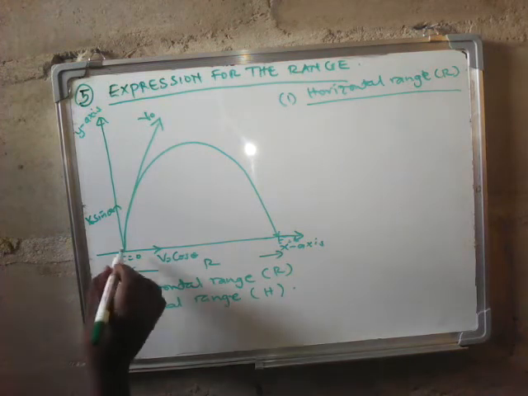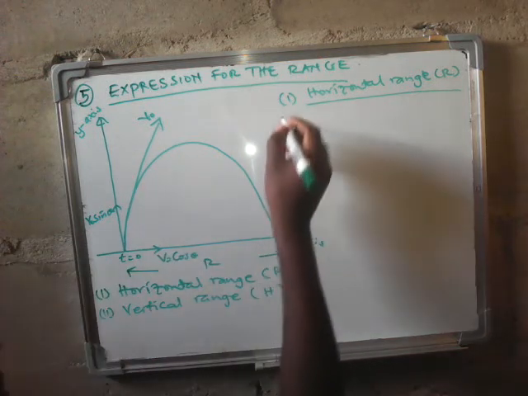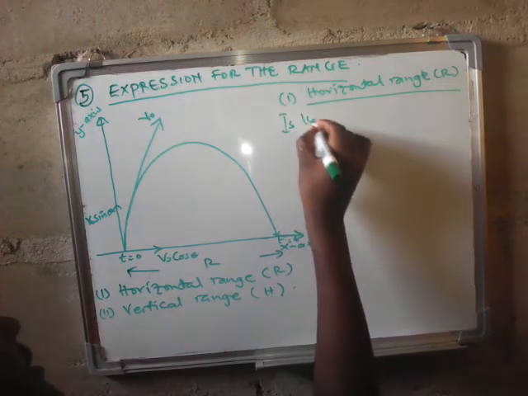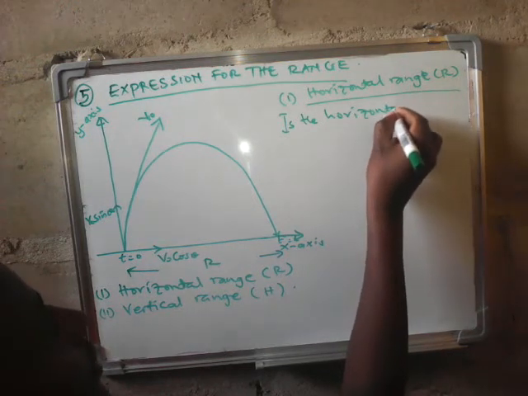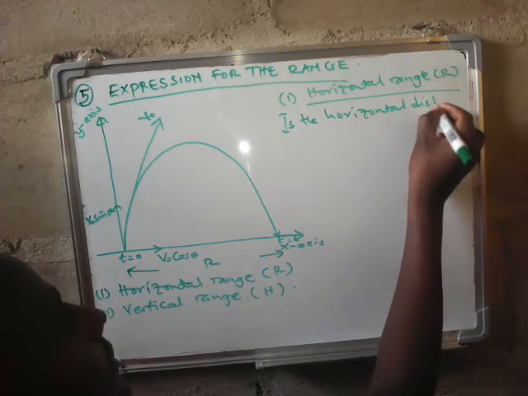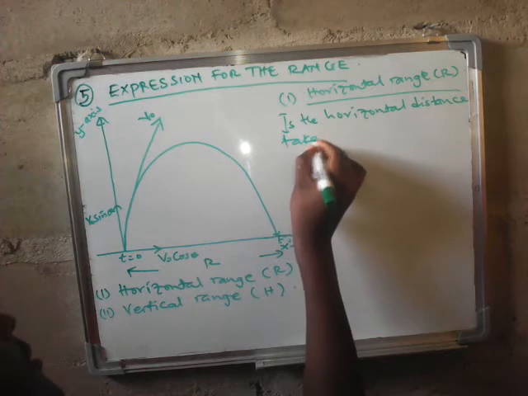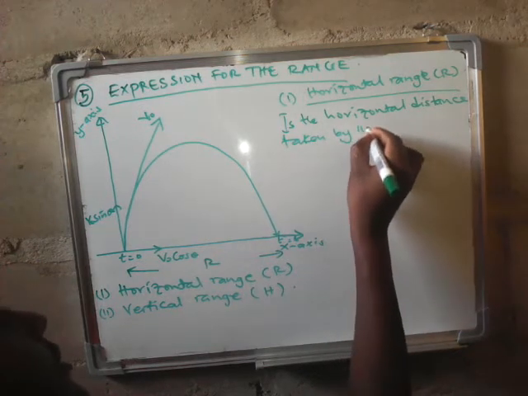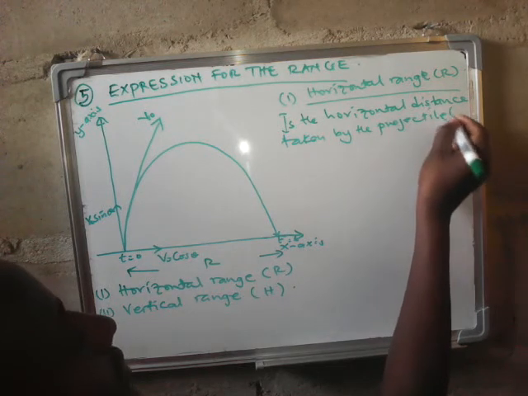So this is from that point to that point, that distance is what we call the horizontal range. So we shall call it the horizontal distance traveled by a projectile. It is the horizontal distance taken by a projectile, and it is denoted by R.